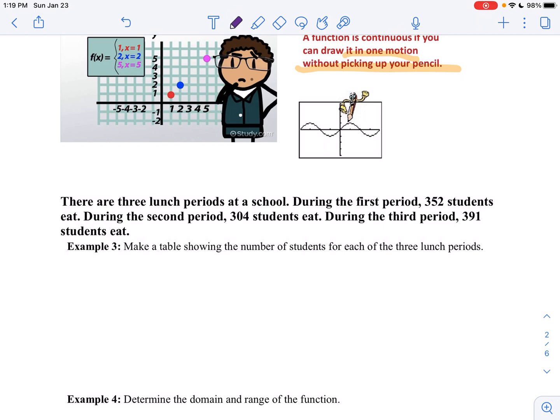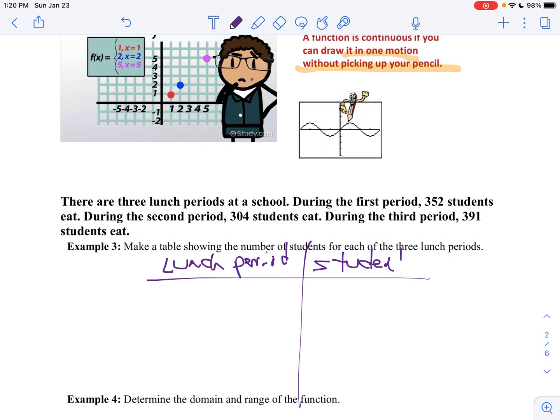So I'm going to have my table is going to be the lunch period, and the students. So during the first lunch period, we have 352 students. During the second lunch period, there are 304 students. During the third period, there are 391 students.